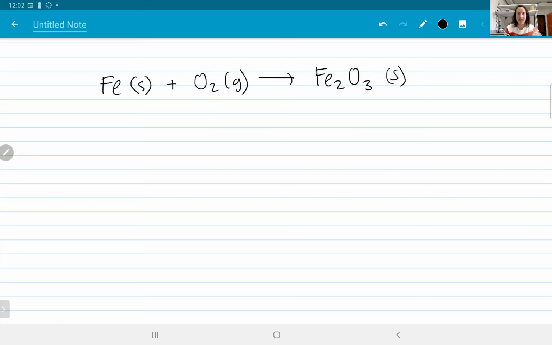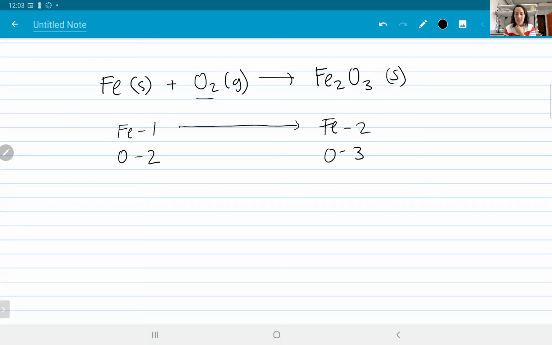All right, so let's look at balancing. So again, starting off, all coefficients are 1. Let me do my bookkeeping here. I've got 1 iron atom on the left, and I've got 2 oxygen atoms on the left for my reactants. If I'm looking at the iron and oxygen on my product side, I've got a total of 2 irons and 3 oxygens. Okay, so both of them are different, right? So I've got a lot of balancing I need to do here.